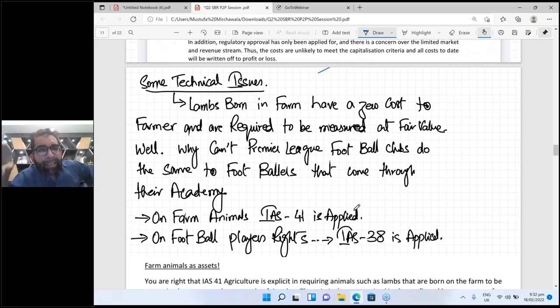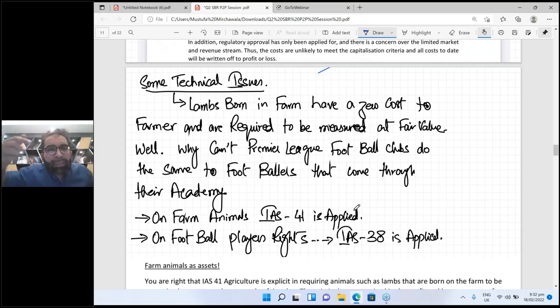It's a proper activity. So let us say, at the beginning of the year, the fair value of these animals was £100,000. But at the end of the year, now they are grown, they are healthy, so now the fair value is £200,000. So IAS 41 says simply book this £100,000 difference in the PNL as an income.